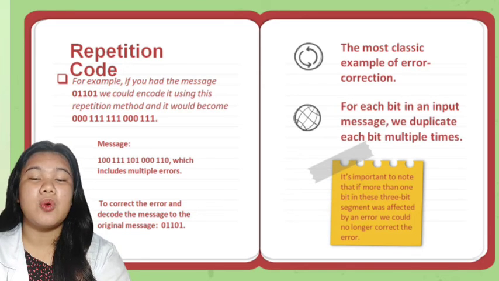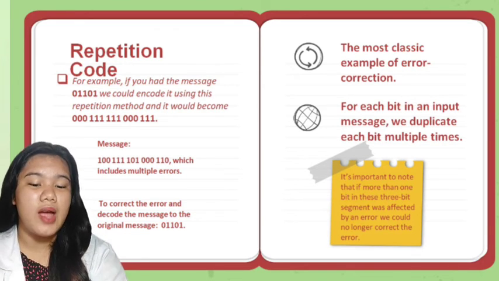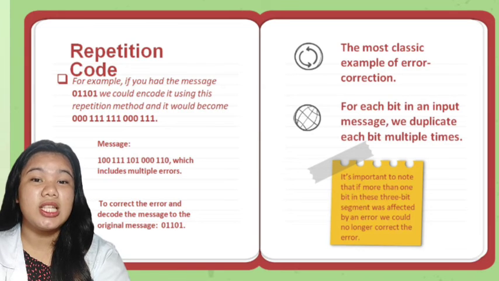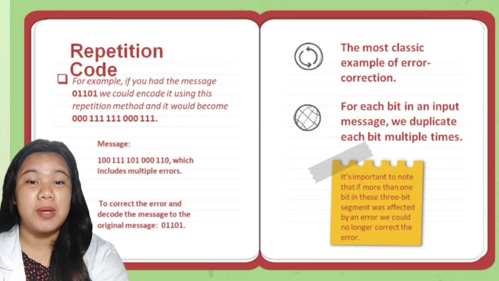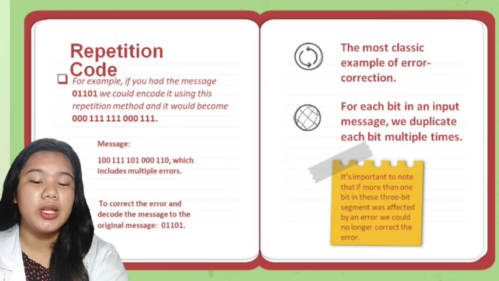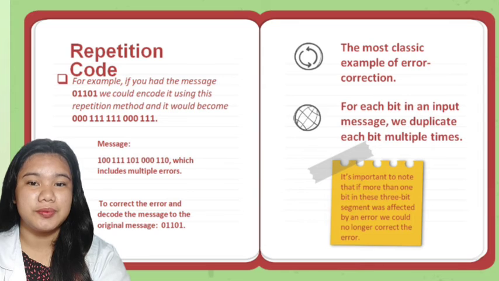So that's the most classical example of error correction. For each bit in an input message, we duplicate each bit multiple times. It is important to note that if more than one bit in this 3 bit segment was affected by an error, we could no longer correct the error.